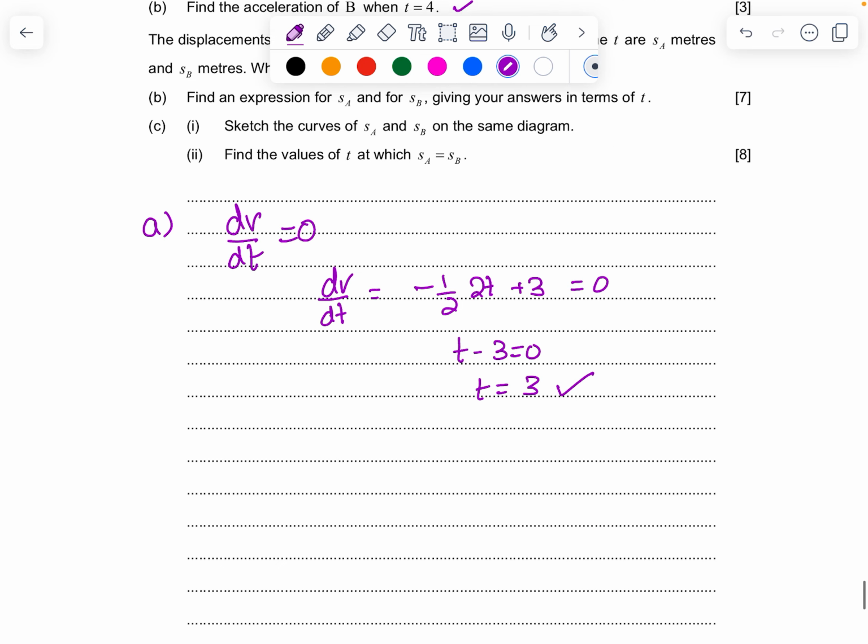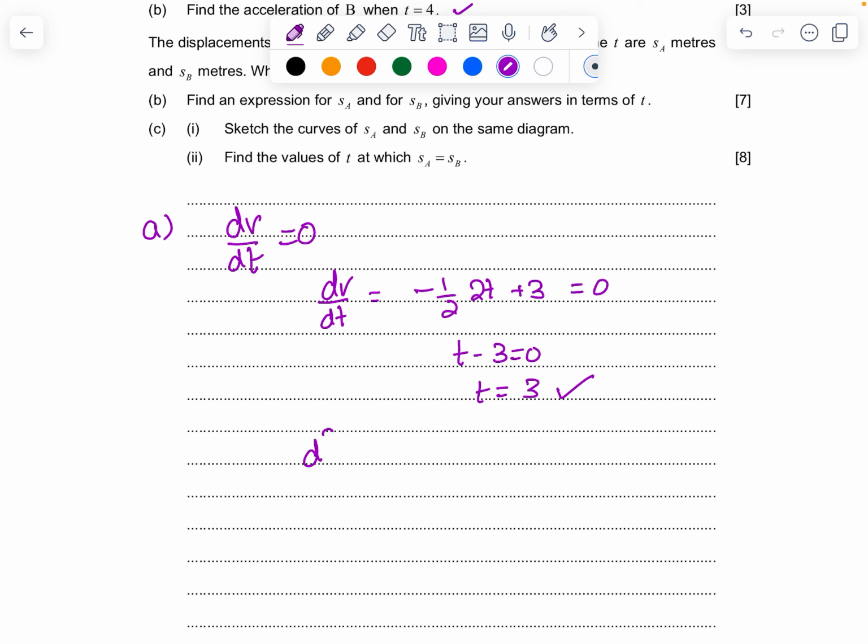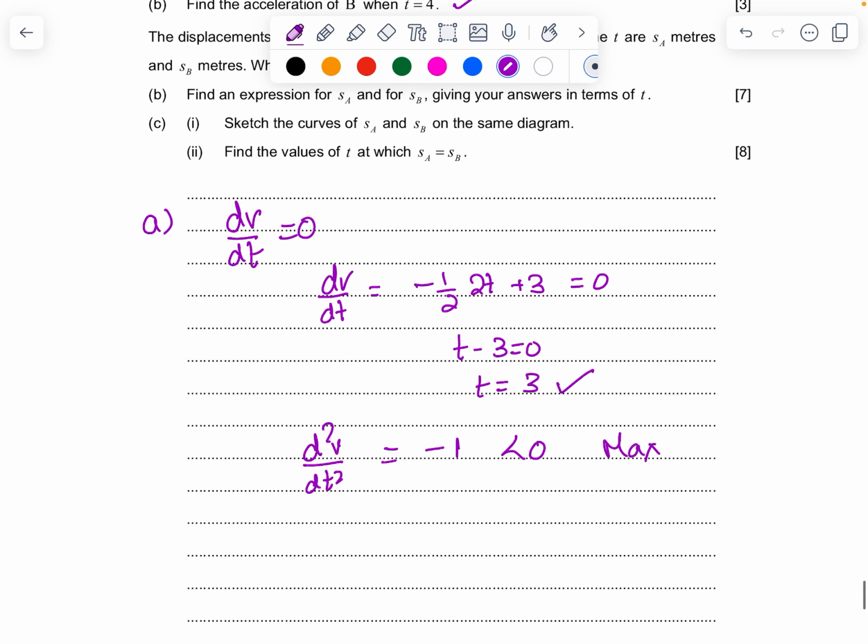Now justify it as maximum. For that I should find the second derivative, d square v upon dt square, which is negative 1. And it is always less than 0. So therefore it is going to be maximum. And what will be the maximum velocity? Substitute over there.